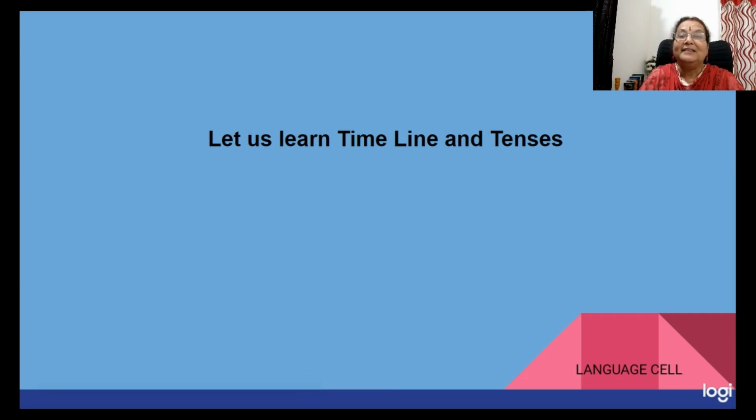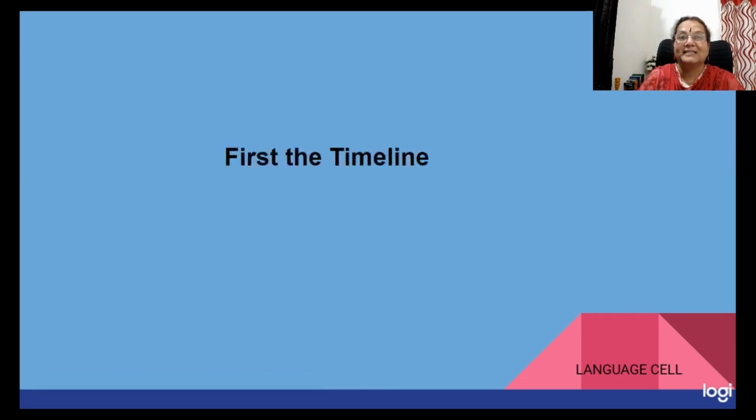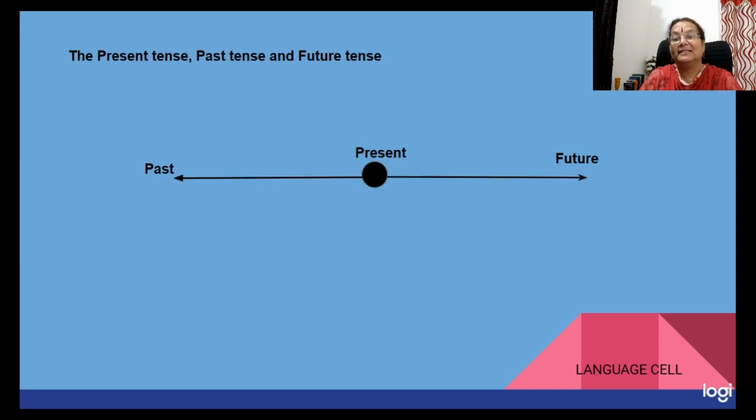Today, let us learn timeline and tenses. First, the timeline. So, what's timeline? This is the timeline. It's on this timeline that we will learn. The center is the present tense. What's over is the past tense. What will happen is the future tense. Something you all know. I'm just doing this to brush up what you know. Okay? So, present, past, future.